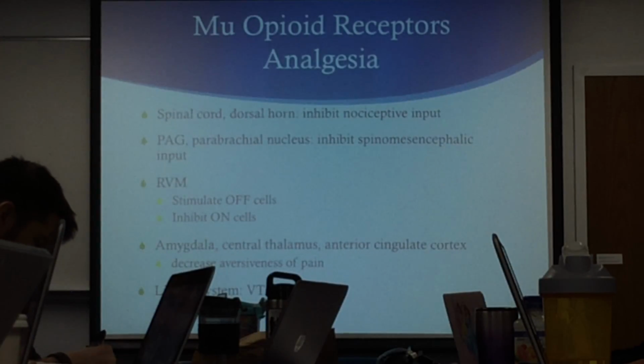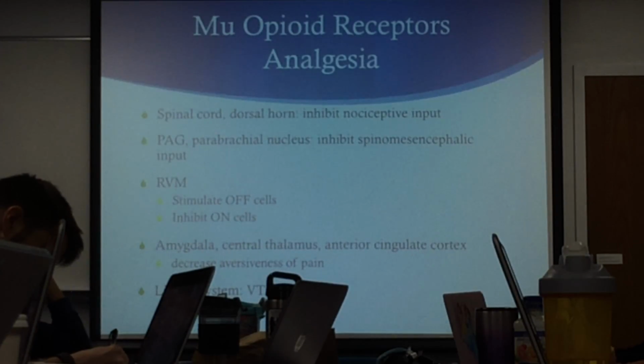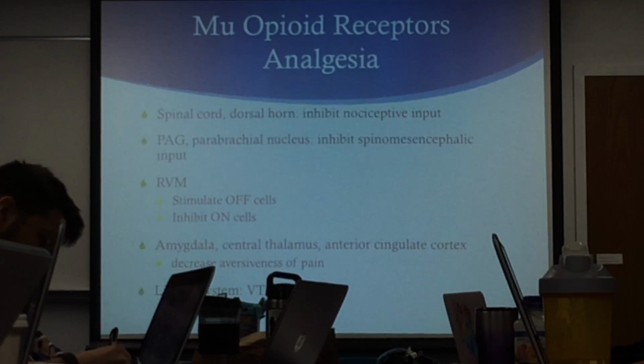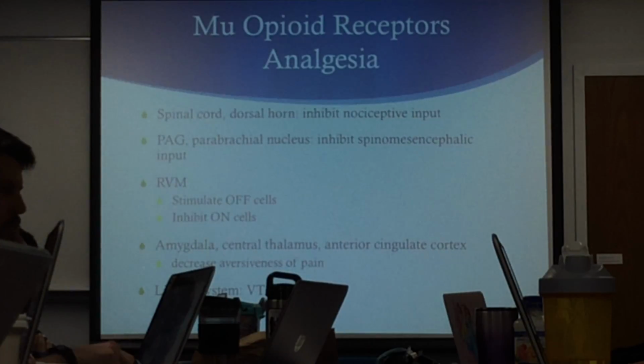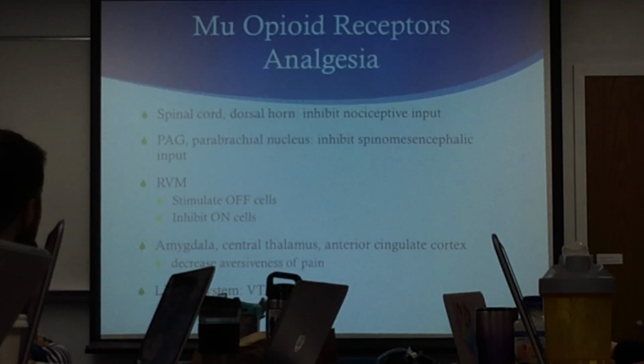In terms of descending input from the rostral ventral medulla, remember there are two types of cells: the on cells that increase sensitivity to pain at the dorsal horn level, and off cells that do the opposite. So opiates do exactly what we want an analgesic to do. They stimulate off cells, so they increase the descending inhibition of the dorsal horn, and they inhibit the on cells, so they stop descending facilitation. That's exactly what you would want.